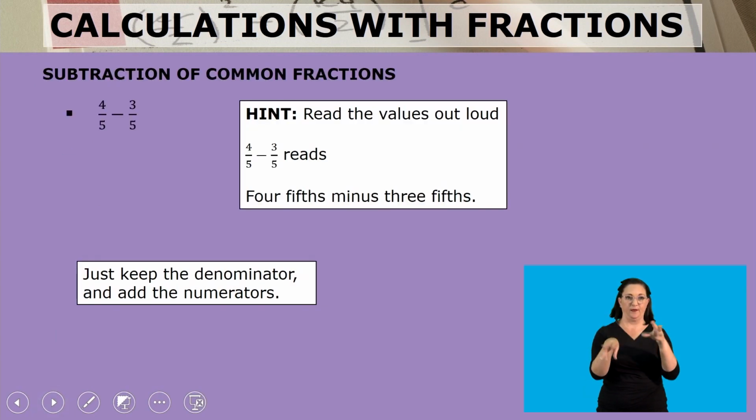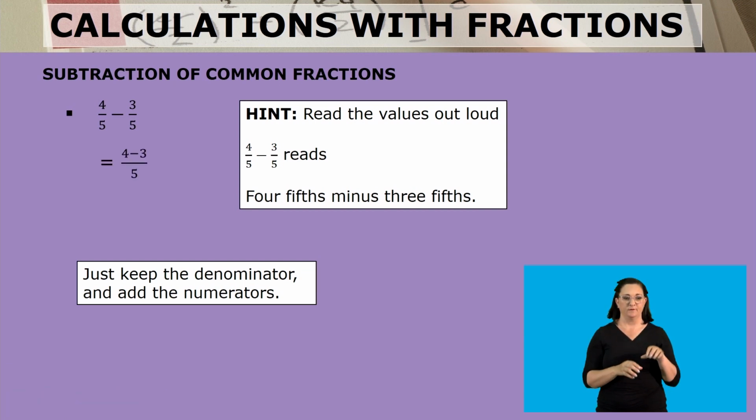What about when we are subtracting? So now, again, I have 4 fifths minus 3 fifths. Read it out loud. Let it make sense to you. I have 4 fifths and I am subtracting 3 fifths. How many fifths will I have left? I'm going to subtract the numerators and I am going to just keep the denominator. That gives me a total of 1 fifth.